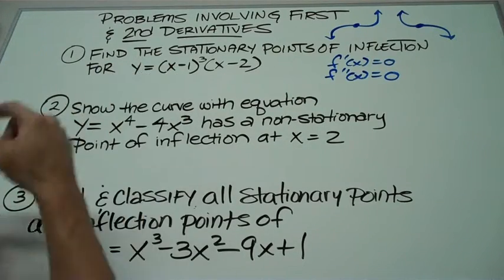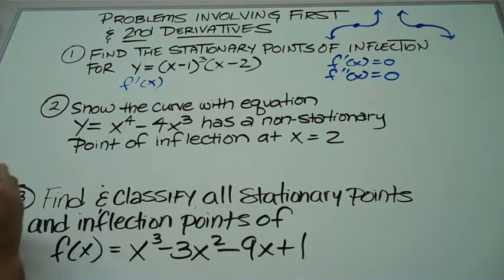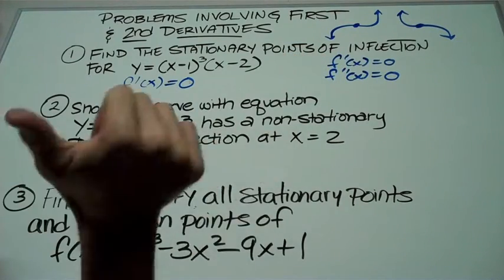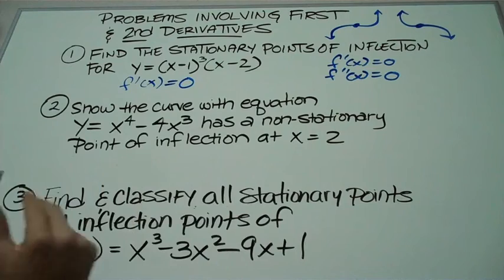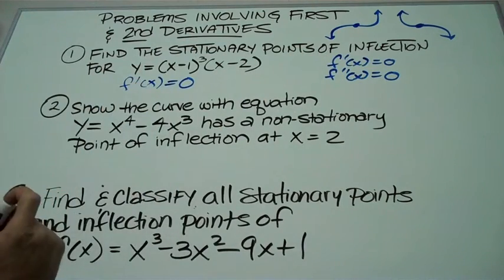Well, this is y equals. First, we'd have to find out what f dash of x is equal to, and then set it equal to 0, because that's how we find stationary points. Remember, we have maximums, minimums, and stationary points of inflection. That's part of our stationary points when f dash of x is equal to 0.